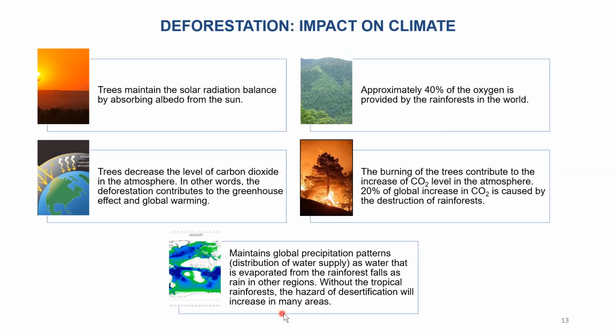Without the tropical rainforest, the hazard of desertification will increase in many areas. So when there is no moisture there, that will be desertified, and even the vegetation will be removed. So these are the impacts of deforestation on the climate.